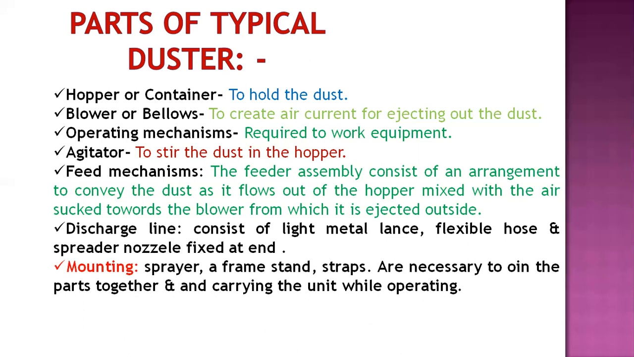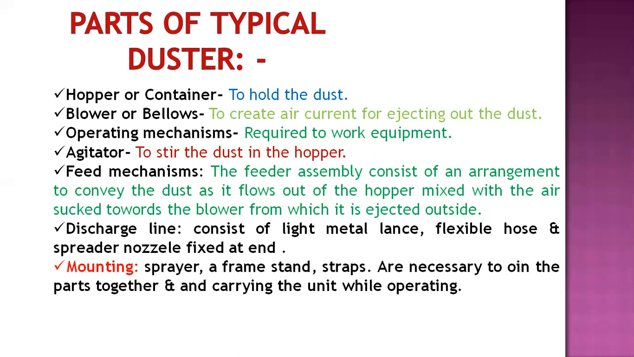The hopper or container: its function is to hold the dust. It is generally a cylindrical metal vessel with a lid, with the bottom slightly sloping inwards for the smooth flow of dust towards the exit. So this is the hopper or container. Blower or bellows: its function is to create an air current for ejecting out the dust. The blower consists of an enclosed metal fan with blades which suck in air while revolving and force it out laden with the dust.